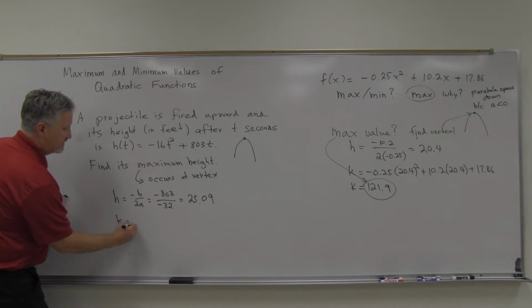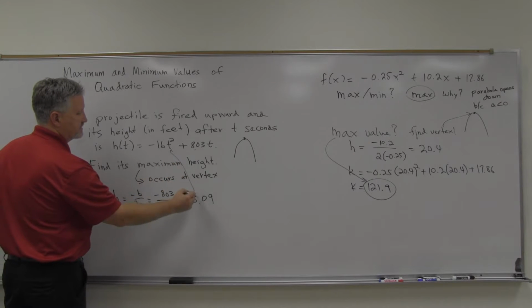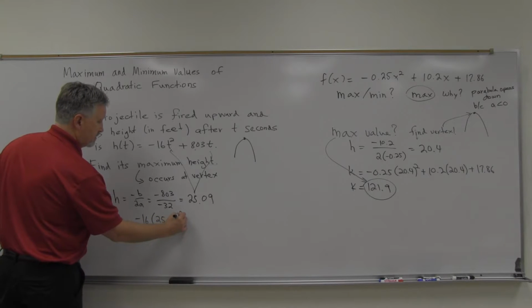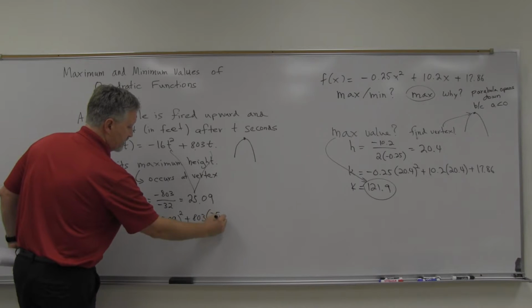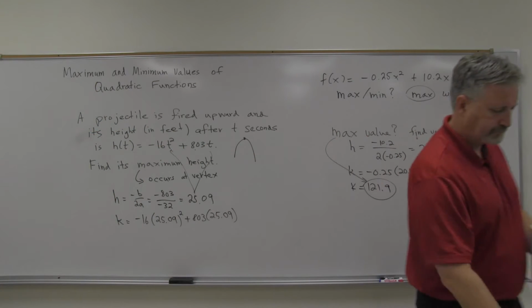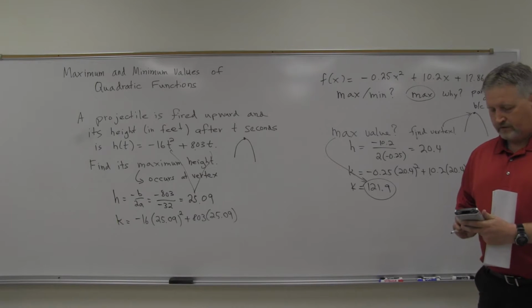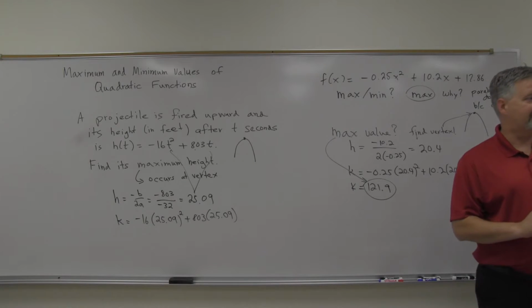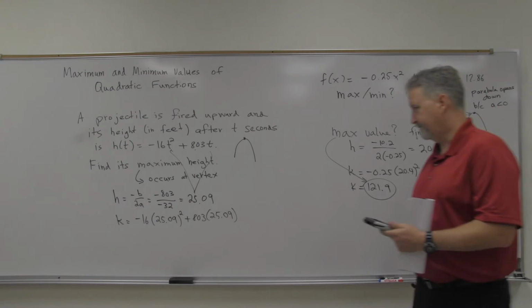So then the k, plug that in. In this case, we've got x instead of t, so that would be going in for t. So it's negative 16 times 25.09 squared plus 803 times 25.09. See what you get. I get 10,075.4140. Anybody else get that? Yep.